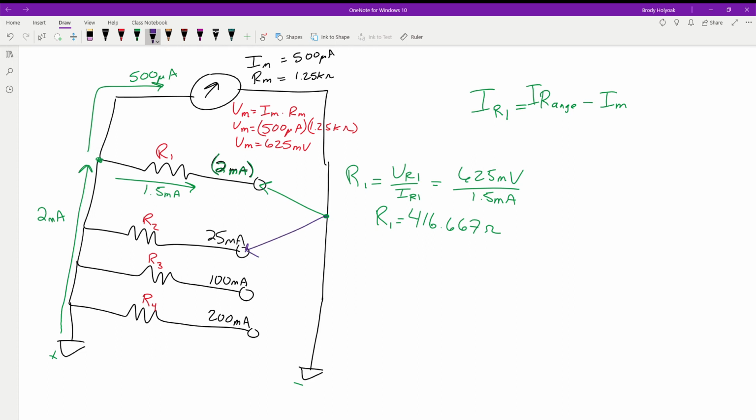This is why I'm writing with different colors, so we can track everything. Now we've got 25 milliamps coming up through here. It's going to hit this point. How much current do we want going up through our meter? 500 microamps.